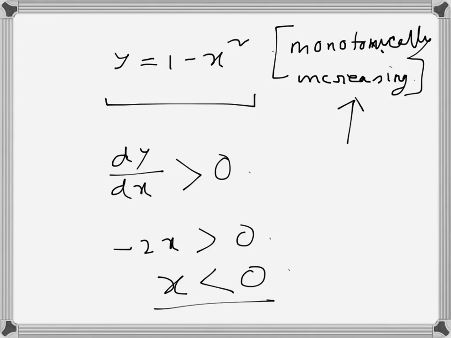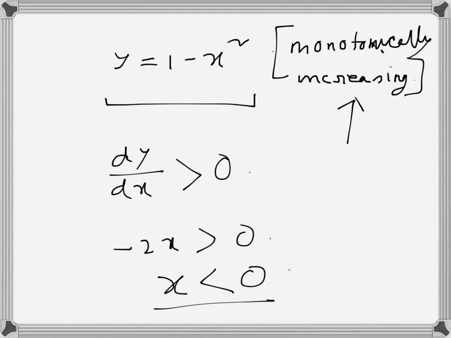So x is less than 0. In this domain, when x is negative, the function is monotonically increasing. So we need to find the inverse function. What should happen is our inverse function's range should have this property. So y should be less than 0, but let's see what happens there.